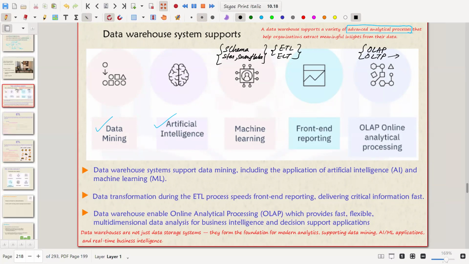So you can see this we already discussed. Data warehouse systems store data, but they support further processing, analytical processing. That is, they support data mining, AI tools, ML tools, and OLAP. So this is how a data warehouse system stands out. This is why a data warehouse deserved a separate name, rather than just a data storage system.